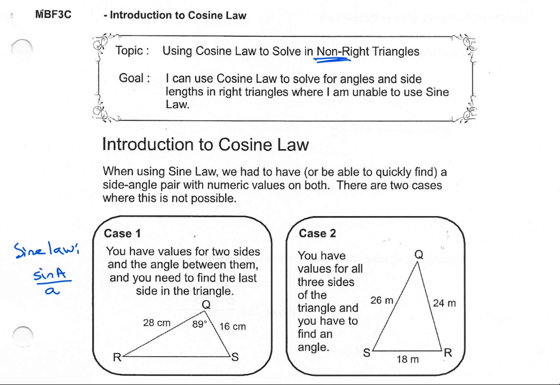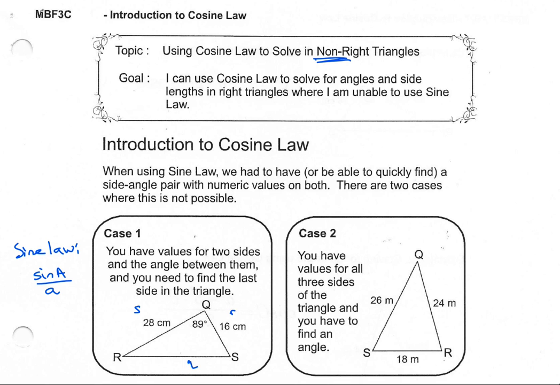And if you see in case 1, we have a side little s, but we don't have angle s. And we have a side little r, but we don't have angle r. But we have angle q, but we don't have side little q. So we don't have a pair of a side and an angle given to us, so we can't use the sine law.